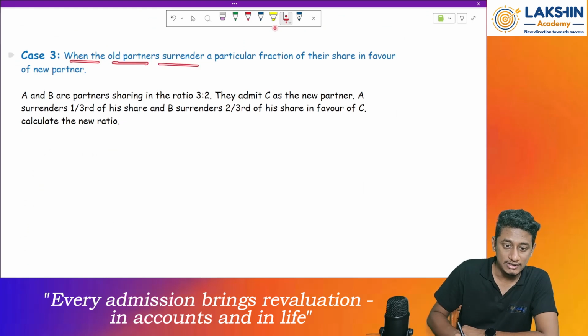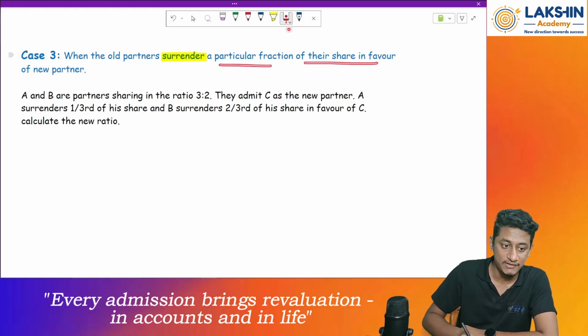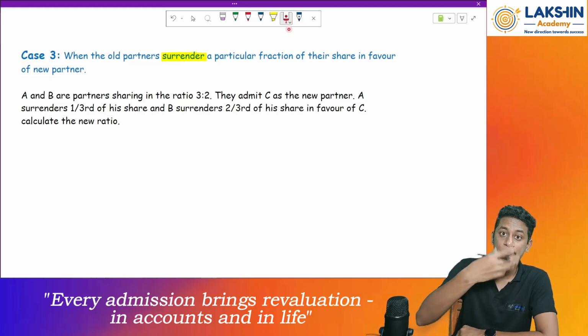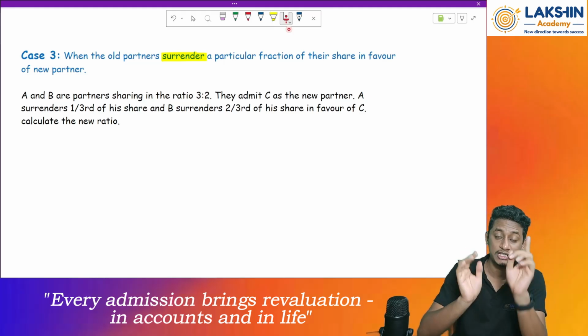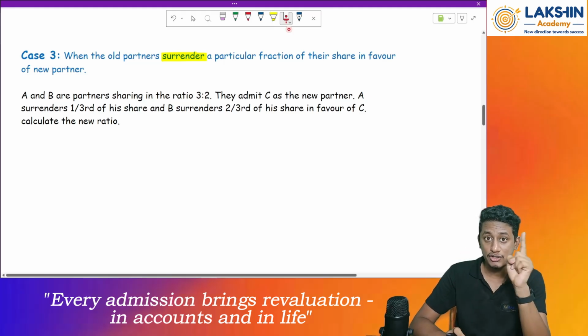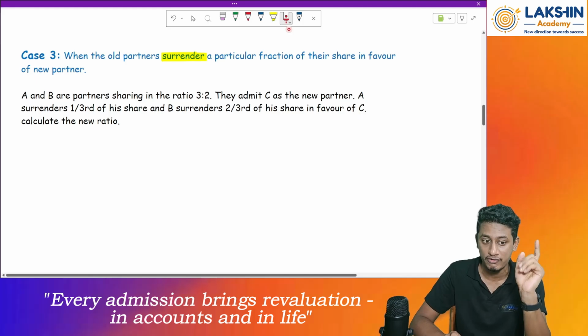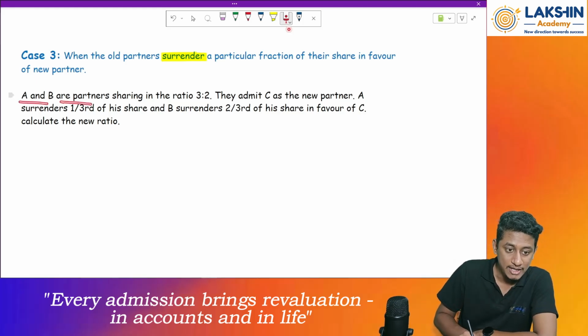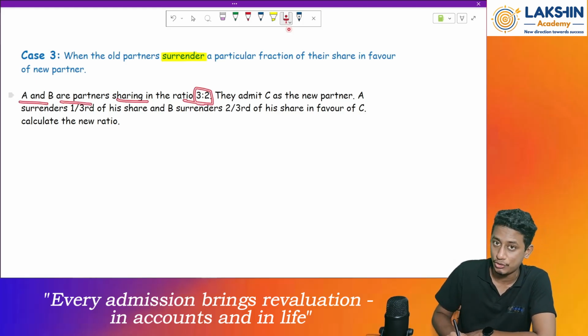The old partners surrender. Remember the word surrender. Surrender a particular fraction of their share in favor of the new partner. So here they are surrendering some part. It's not the sacrifice ratio. Sacrifice is different, surrender is different. Whenever you see the word surrender, there is a specific way you need to solve the question. Look at the question. A and B are partners sharing profits in the 3:2 ratio. They admit C as a new partner. A surrenders 1 by 3rd of his share, and B surrenders 2 by 3rd of his share in favor of C.